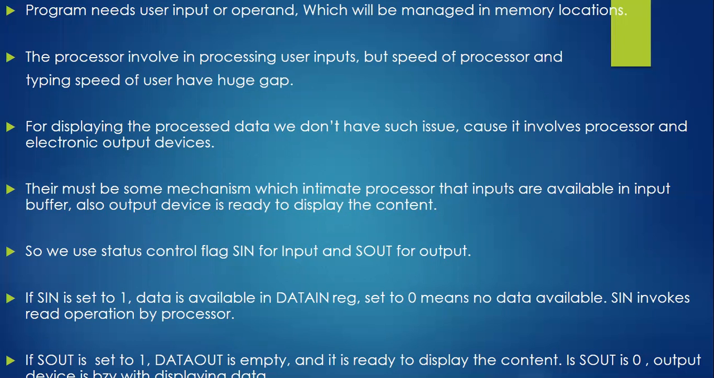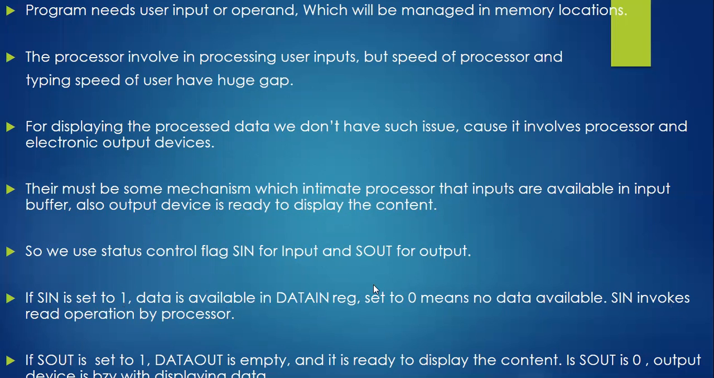So this S in invokes the read operation by the processor. Remember this: when S in is set to 1, it will invoke the read operation by the processor. Whenever the processor receives S in equal to 1, it will directly come to the data in register, and whatever content is available inside that register will be taken back to the processor for processing the information. Now feel that the processor has collected some information from data in and has already processed it. Now it should be displayed.